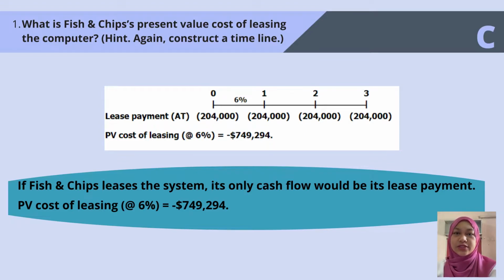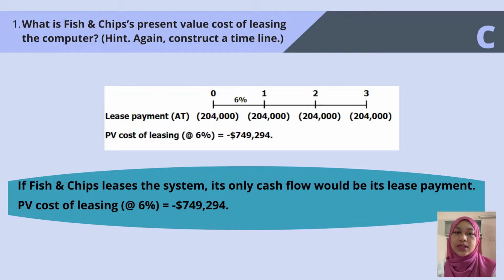Okay, next we proceed with question C. What is Fish and Chips' present value cost of leasing the computer? First things first, we have to construct a timeline, starting with 0 and ending with 3, since the loan is amortized annually at the beginning. The lease payment for each year, starting year 1, is $340,000. Next, we have to calculate the tax saving, which is the lease payment multiplied by our tax rate, which is 40%.